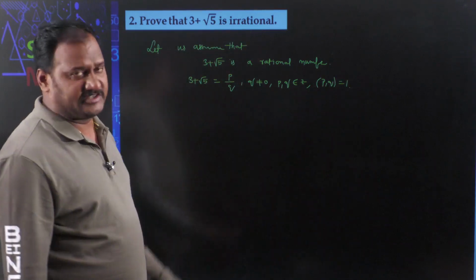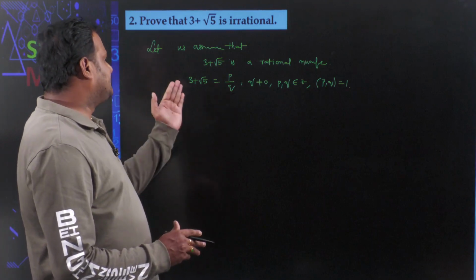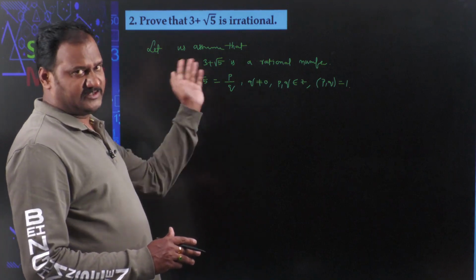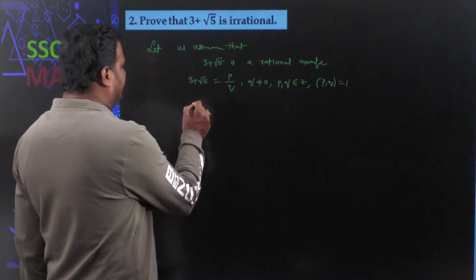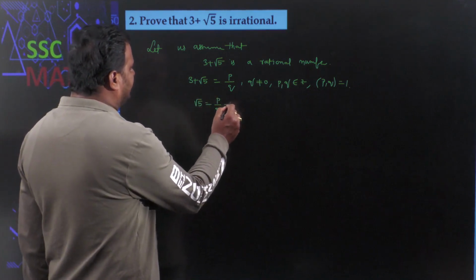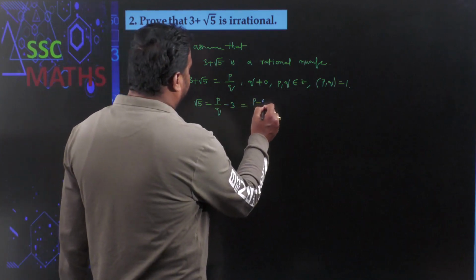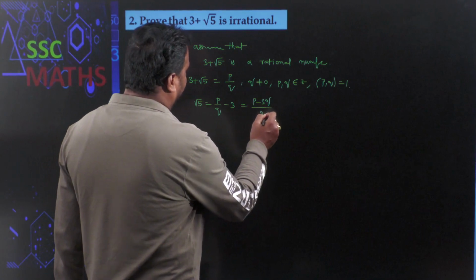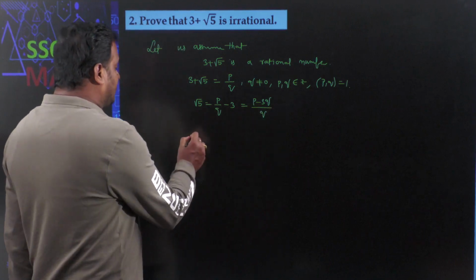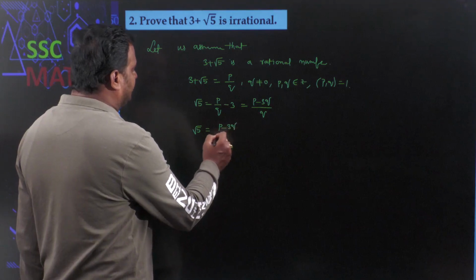Now 3 plus root 5 is equal to P by Q. What do we do here? We transpose the 3 to this side. Then root 5 is equal to P divided by Q minus 3. Then you can write it as P minus 3Q divided by Q. So finally, root 5 is equal to P minus 3Q divided by Q.